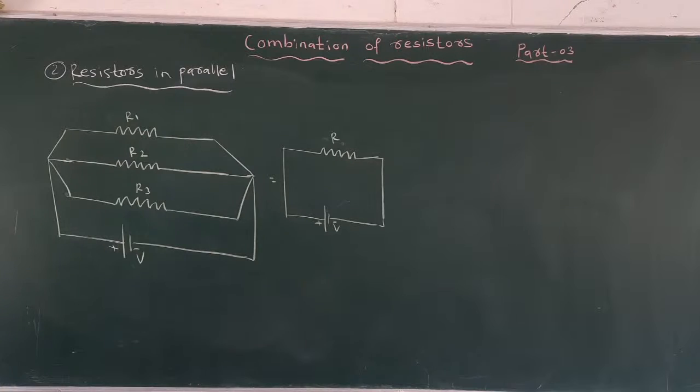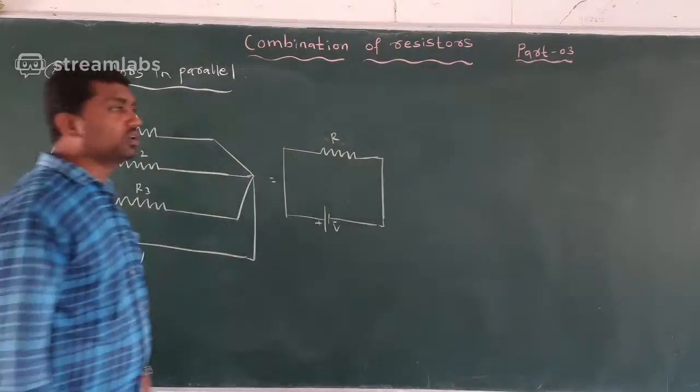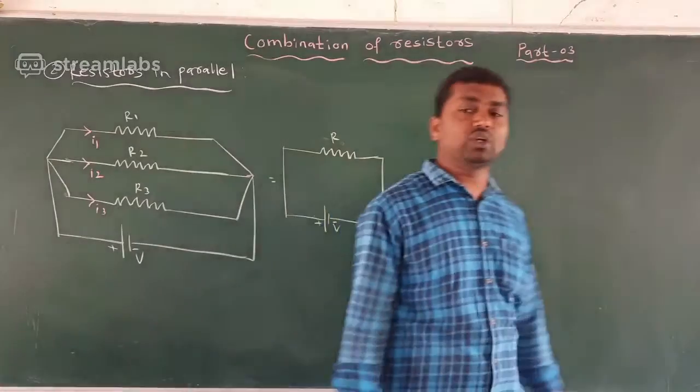So now we can take the electric current passed through R1. It is represented by I1, I2, and I3. Electric current will be different, but the potential difference is the same. So the potential difference is the same, which means V is equal to V1 is equal to V2 is equal to V3.